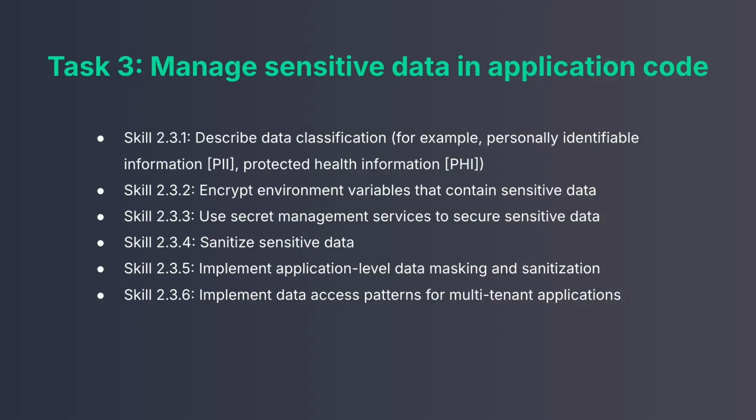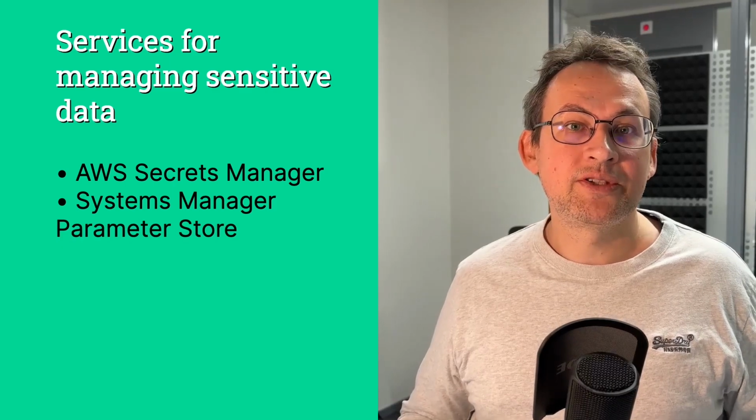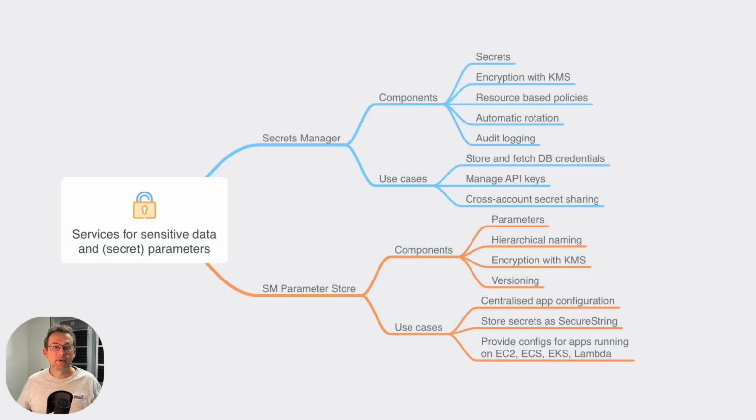Task statement number 3, managing sensitive data. This is all about keeping secrets out of your code. Two services you need to compare: AWS Secrets Manager and Systems Manager Parameter Store. Secrets Manager is a paid service designed specifically for secrets like database passwords and API keys. The killer feature is automatic rotation.